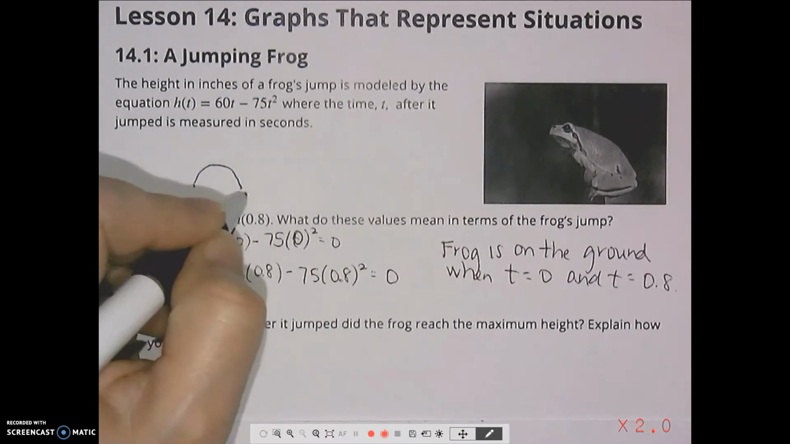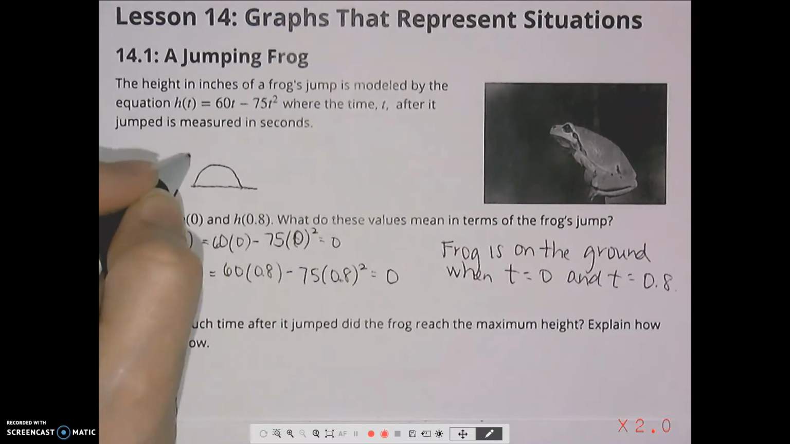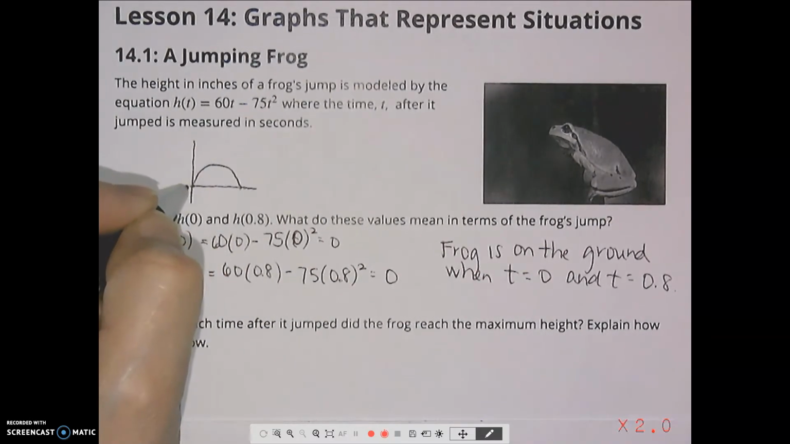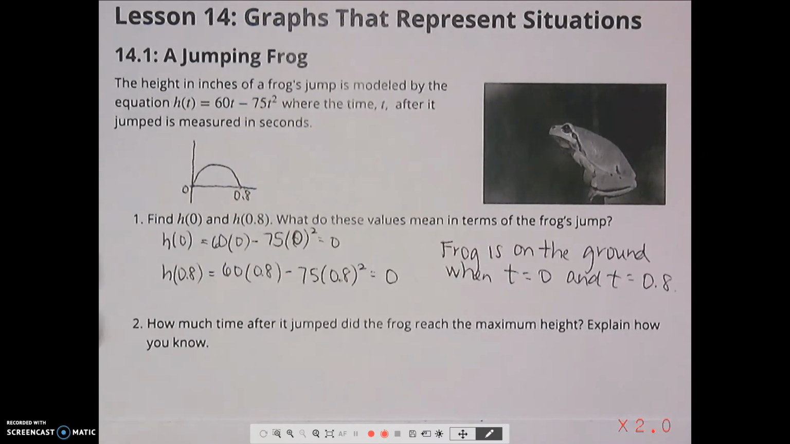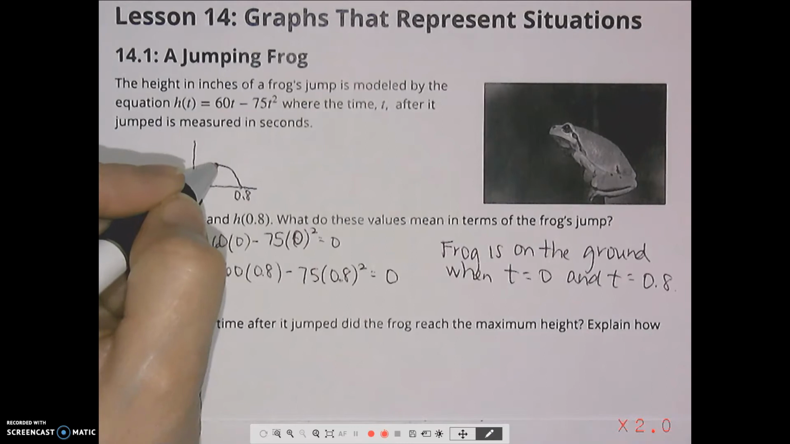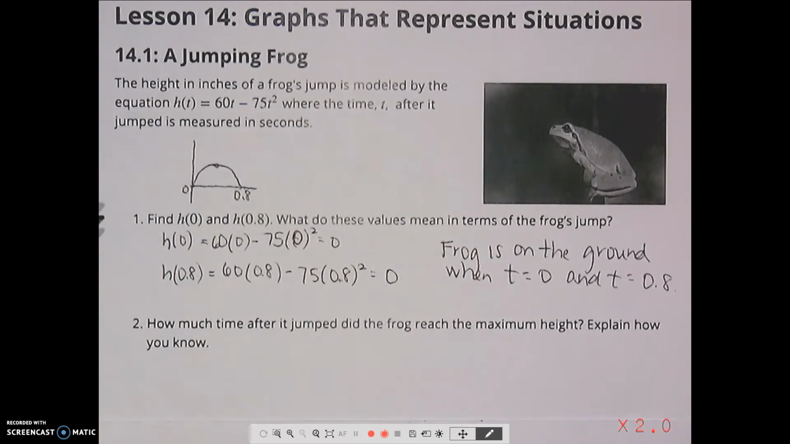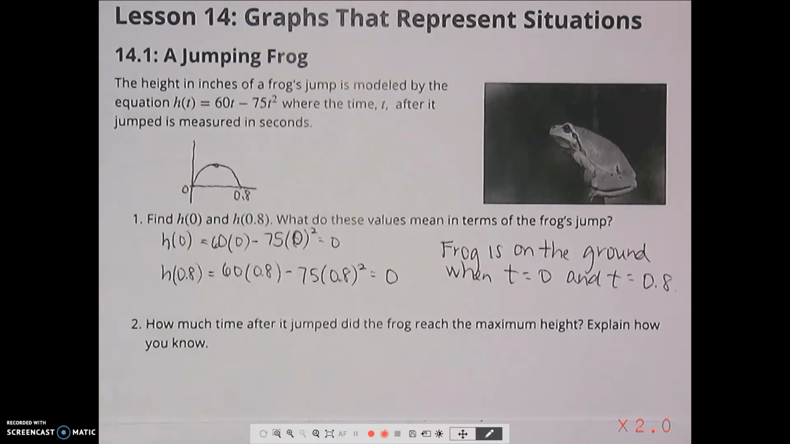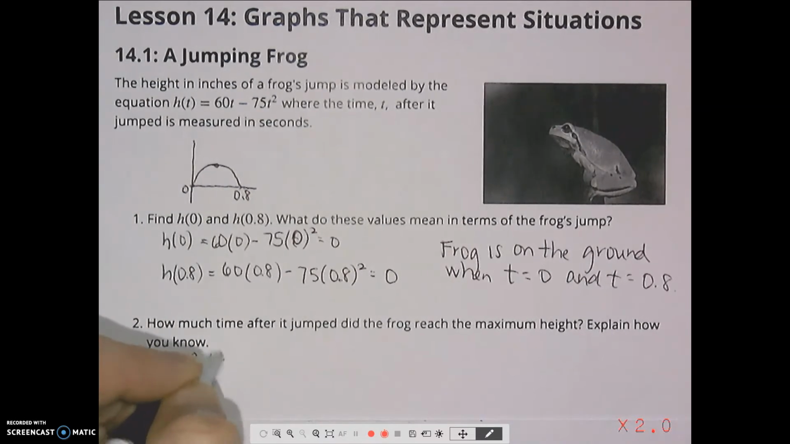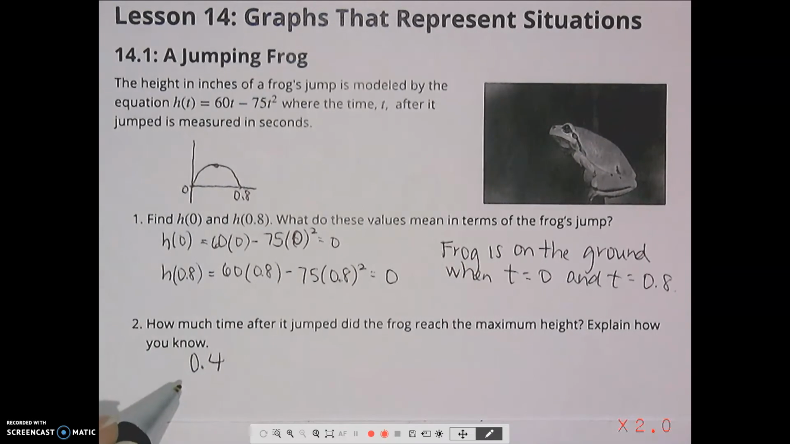So if we're here, if this is 0 seconds and this is 0.8 or 8/10 of a second, remember we've talked about that the vertex is halfway in between those at this point. And so if we're halfway between 0 and 8/10, it would be 4/10, okay? So we know this because it's the halfway point of the jump, okay?